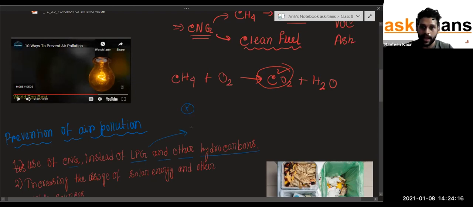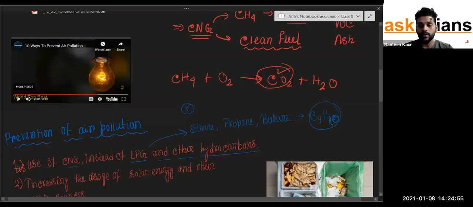One is named ethane. Another one is propane. And the major constituent of LPG is butane. Butane has the formula C4H10. So this is the formula of butane, right? So these are the things.